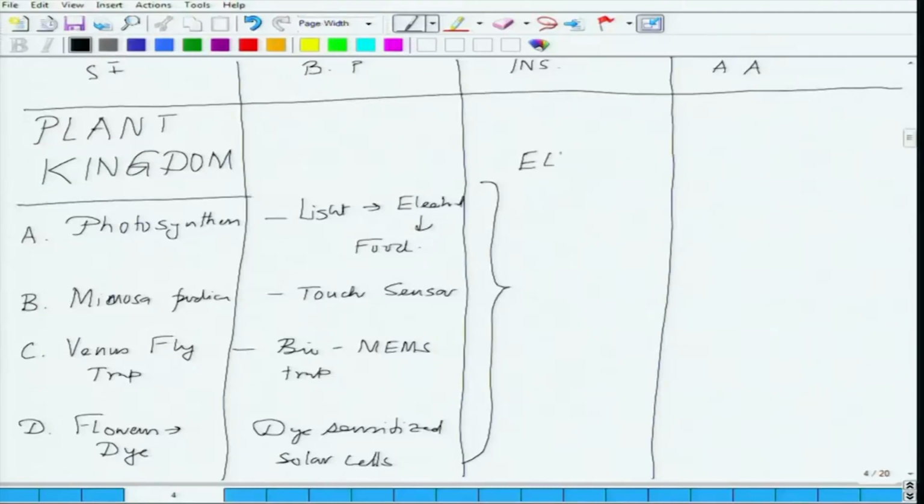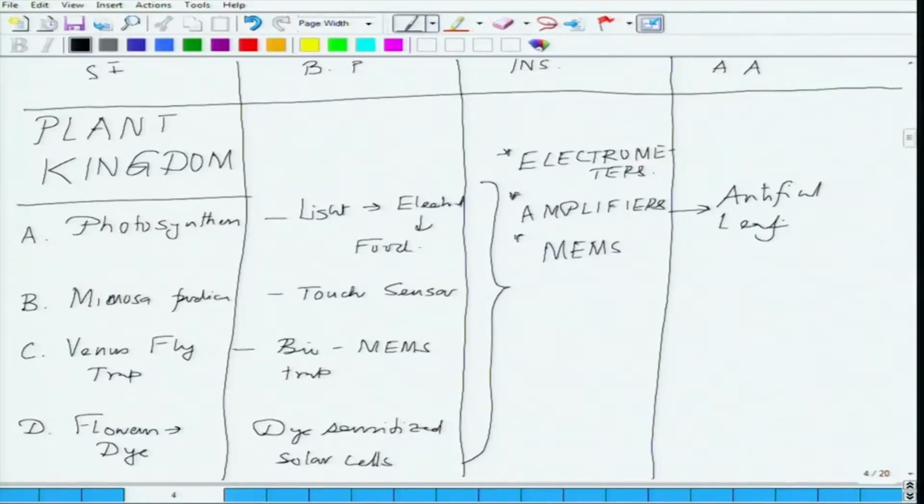Of course, you need electrometers, amplifiers, you need a whole lot of biochemical techniques to study photosynthesis, and you need the high-end MEMS, micro electromechanical systems, and likewise several other instrumentation which is needed. And among the advanced application in terms of photosynthesis, we are talking about artificial leaf. I am coming to this. What does that mean? So, say for example, we talked about photosynthesis.